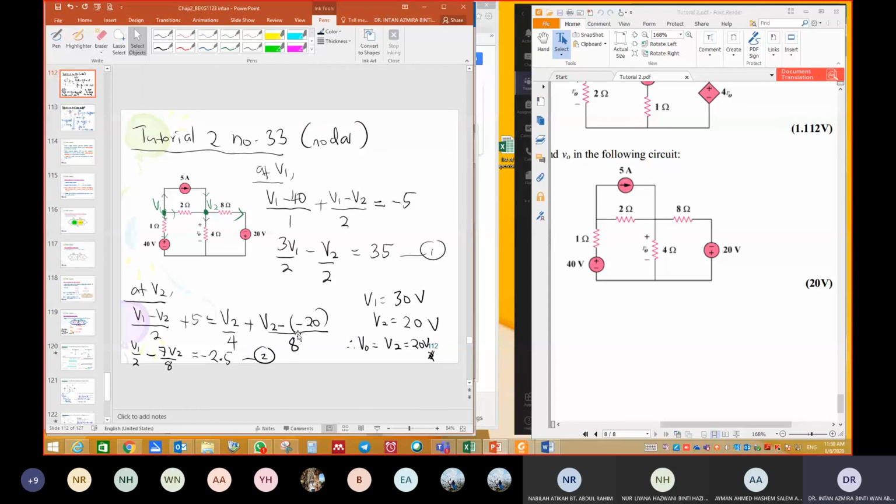Okay, so when you get the circuit, you can solve any parameter, such as V naught or any current by using nodal or mesh, unless the question specifies the method. Let's say the question asks you to use nodal, so you must use nodal. If the question asks you to find any parameter by using mesh, so you must use mesh. Otherwise, marks can be deducted or 0 marks.